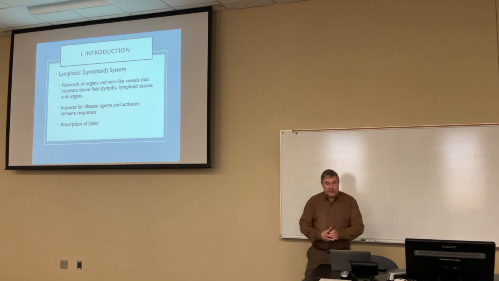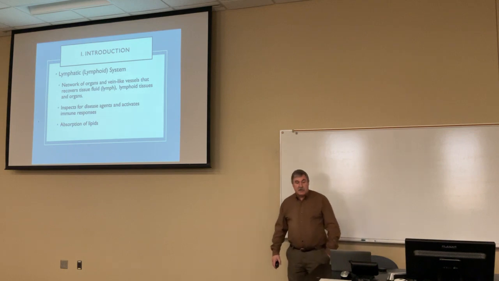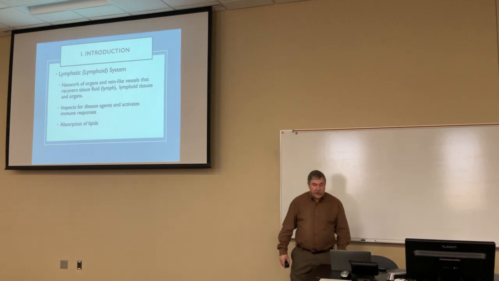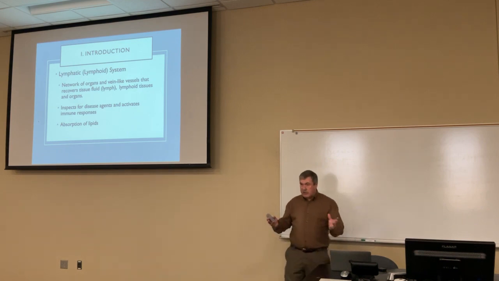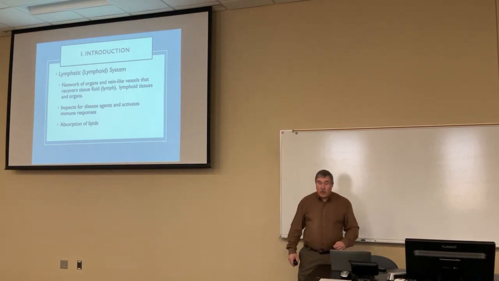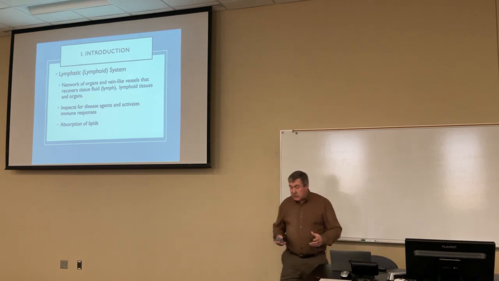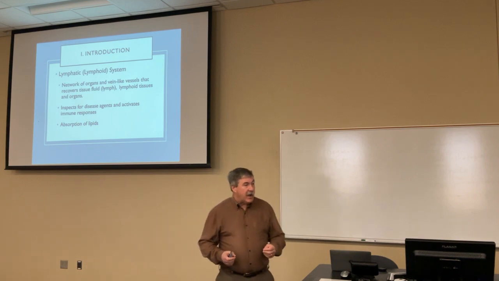So the lymphatic system or lymphoid system is a network of organs and vein-like vessels that recovers tissue fluid or lymph, as well as lymphoid tissues that are found in the walls of some of the digestive organs. They're actually part of the digestive system, as well as lymphatic organs themselves. Lymphatic organs include things like the lymph nodes, the spleen, and also the thymus.